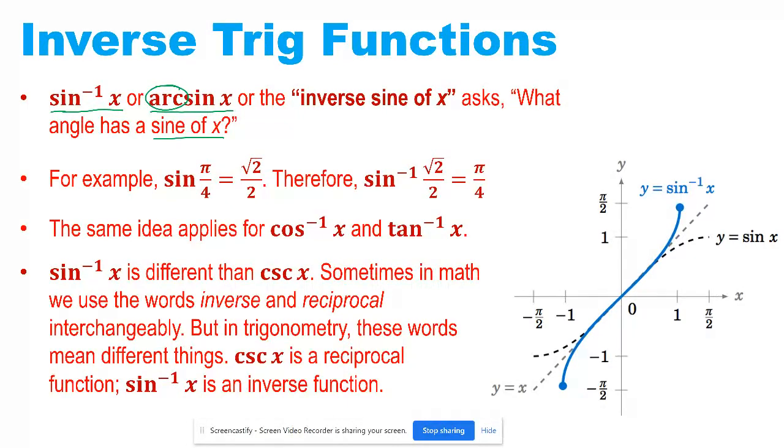So here's a little example. We know that sine of pi over 4 is square root of 2 over 2. So think back to the unit circle, kind of think where that is, and the sine of pi over 4 is square root of 2 over 2. So what we can say then is the inverse sine of square root of 2 over 2 is pi over 4. So it's a way of working backwards. And it's very similar to the relationship between exponents and logarithms. The inverse trig functions kind of undo the regular trig functions.